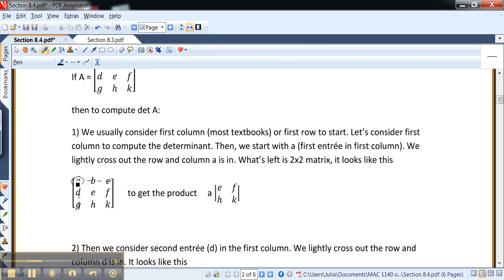So we're going to go down all 3 elements of the column. First we start with A, and we cross out the row and the column it's in. What we have left is a 2 by 2 matrix right here, and we need the product of A times the determinant of that 2 by 2 matrix. That's the first part. Now we have the other 2 parts similarly.